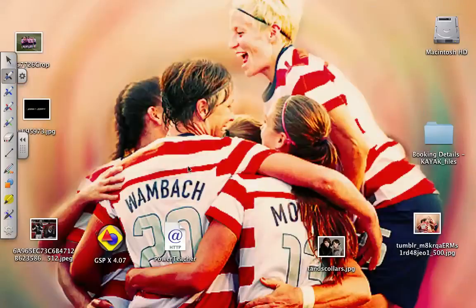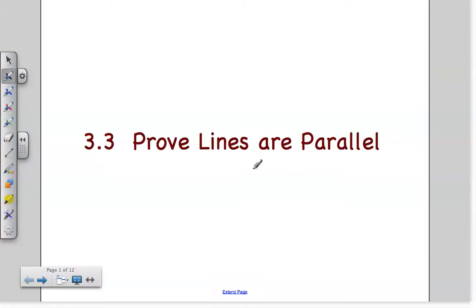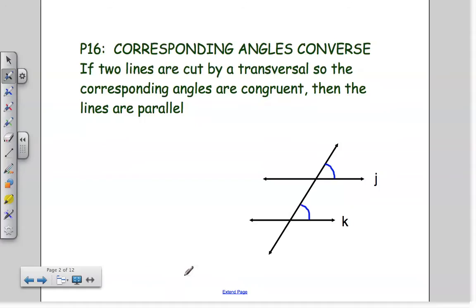In section 3.3, we're going to prove that lines are parallel using those special angle pairs that we've been talking about: corresponding angles, alternate interior, alternate exterior, and consecutive interior. And we're going to use those to work backwards and show that lines cut by a transversal are parallel. So starting out with the corresponding angles converse.